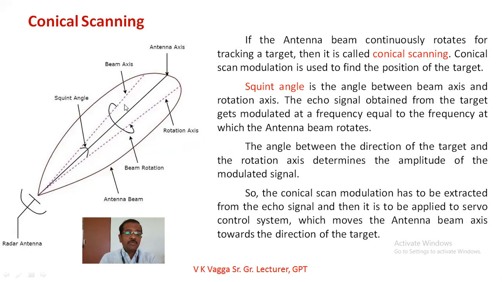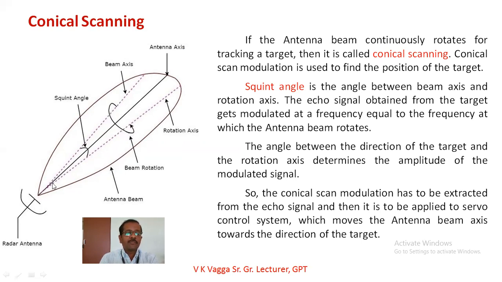It is represented with the beam axis, so you can see this is beam axis 1 and this is beam axis 2, and the angle existing between the beam axes is called the squint angle. And this beam axis rotates along the axis in a circular path.